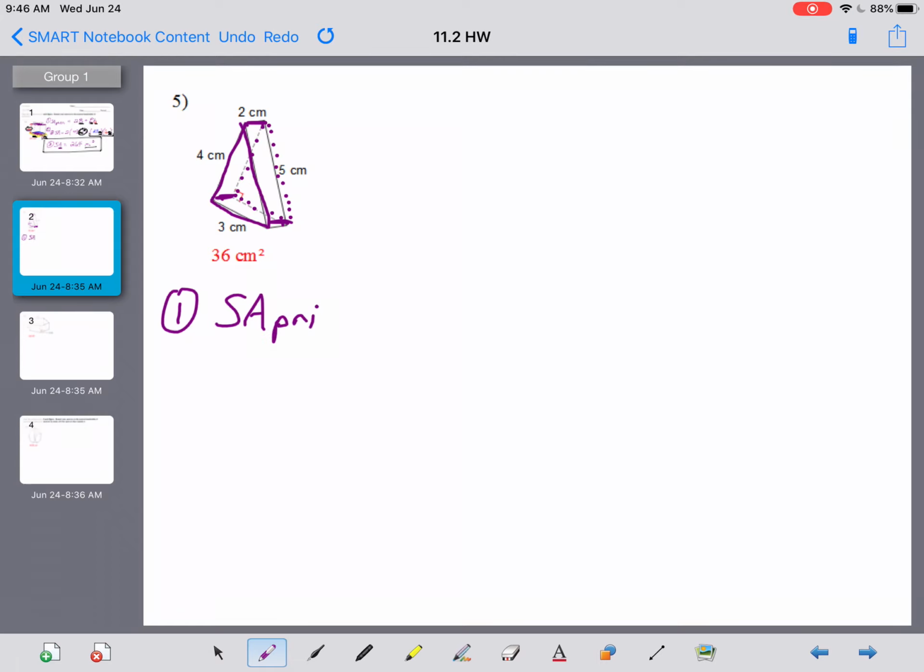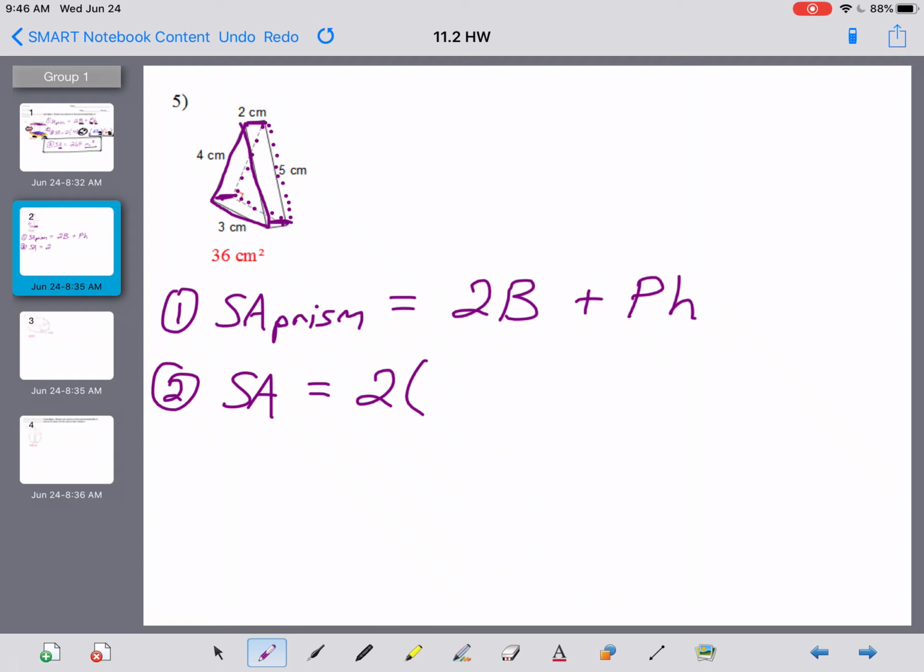So let's write this formula out in step 1. Surface area of a prism is 2 times the area of the base, because we have 2 bases, plus the perimeter of the base multiplied by the height. All right, so there's step 1. Let's move on to step 2. Surface area is equal to 2. We've got to figure out the area of the base. We don't know the perimeter of the base, nor do we know the height of that figure just yet. So we got a lot going on right here.